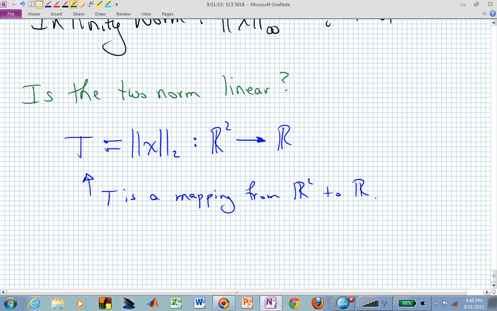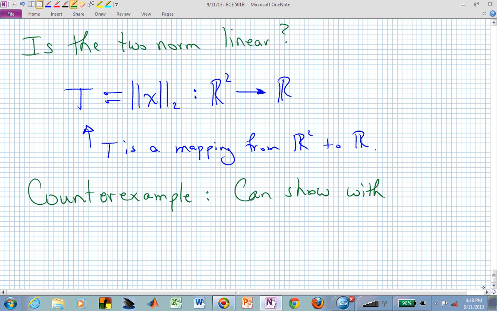If it's linear, then it needs to have a couple of properties, doesn't it? Additivity and homogeneity. Let's just see if we can find a counterexample to show that indeed this is not a linear map. We can show with, let's say, x equal 1, minus 1 and y equal, so I'm really playing fast and loose with my vectors, aren't I? X and y now are 2-dimensional vectors. It's not the x coordinate and the y coordinate, so you'll get used to doing weird things.